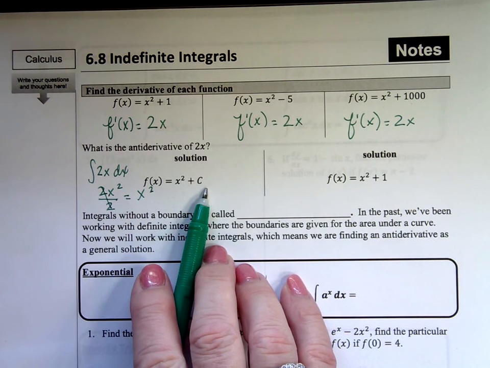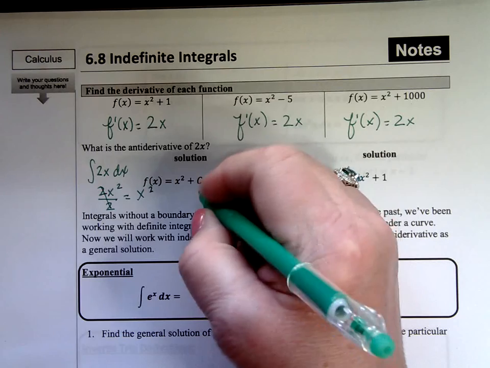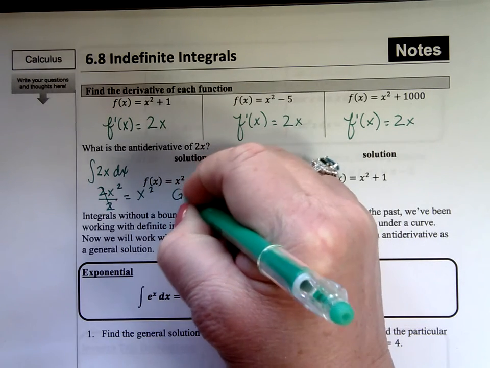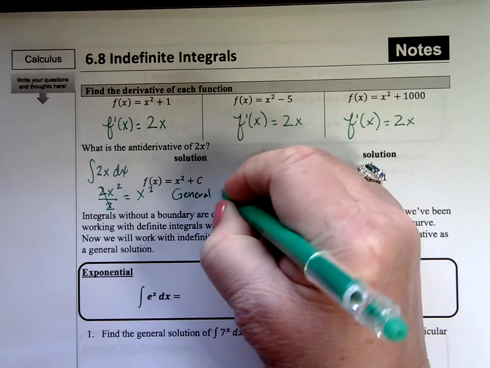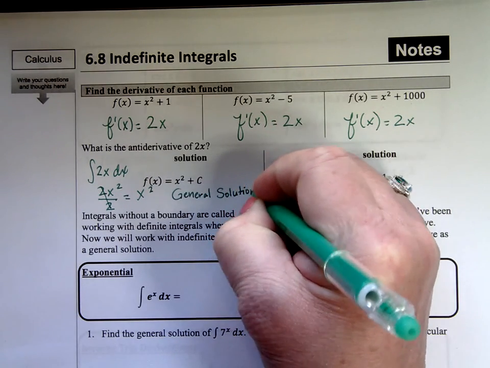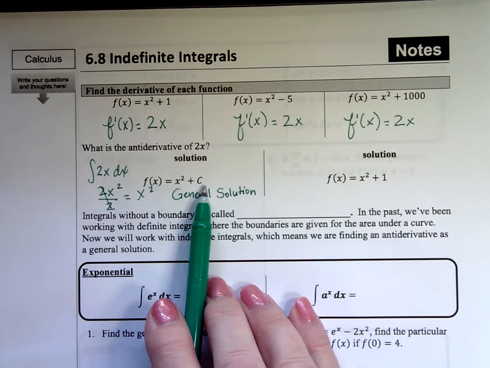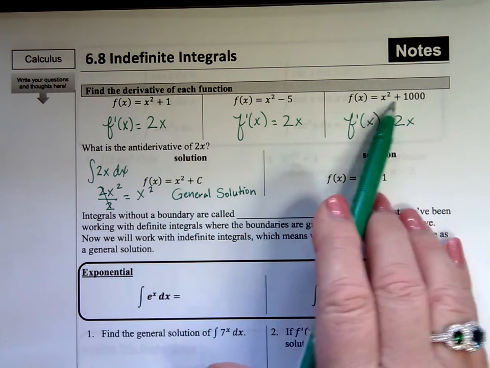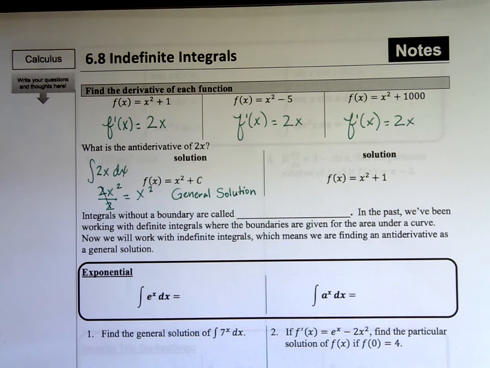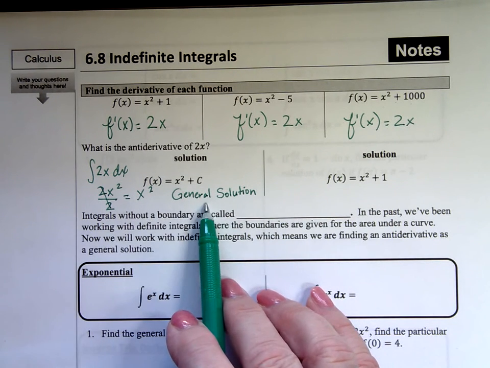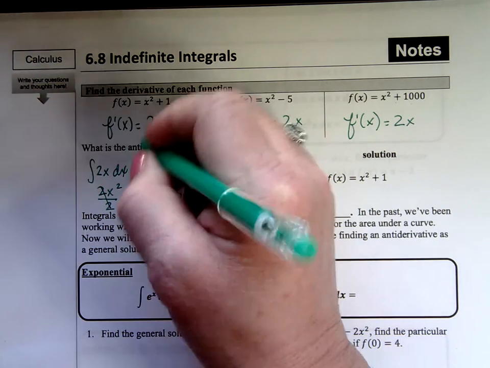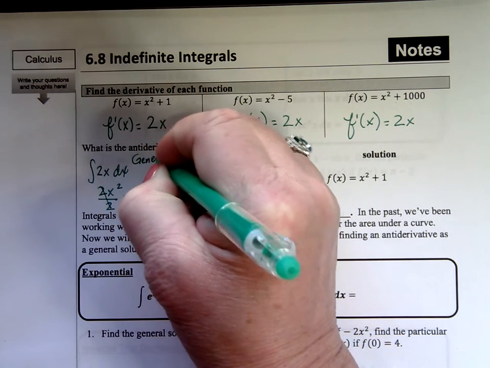There's a solution. This one's called the general solution. This is really going to be important to our lesson today. What you're saying is, you know it's x squared, but you don't know vertically where it is. It's a general solution, not specific. Could be up 1,000, could be down 5, could be anywhere in between. I should have put it over here in front. General solution.